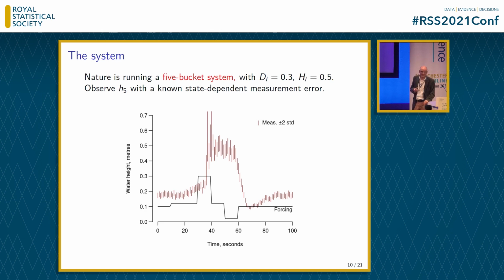So I'm going to imagine that nature is running a 5-bucket system. Okay, so it's quite complex. And I put this forcing into the top bucket here. This is a flux. And then I measure, with a state-dependent observation uncertainty, the depth of water in the bottom, the 5th bucket, which is this sequence here. So this goes into my top bucket. This comes out of my bottom bucket. And we're treating this as nature. So nature is running the complex 5-bucket system.